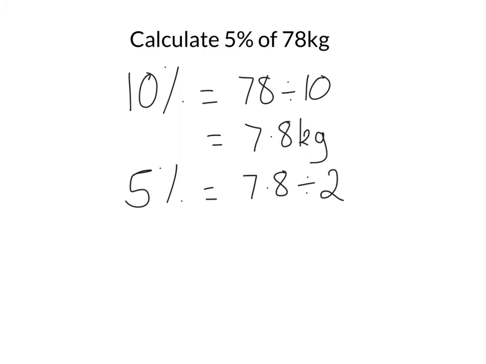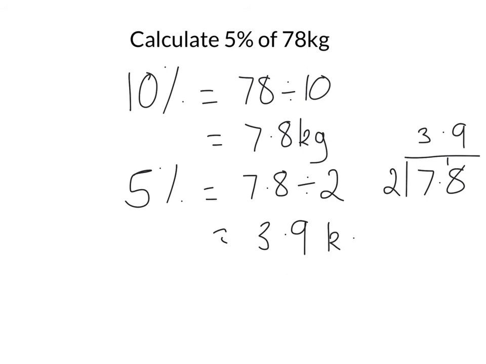So half of 7.8. Now if the divisor is a whole number, the divisor is what we are dividing by here, then we can go straight into a bus stop. So 2 into 7.8. 2 into 7 is 3, remainder 1, 2 into 18 is 9. Therefore, the answer here is 3.9 kilograms.